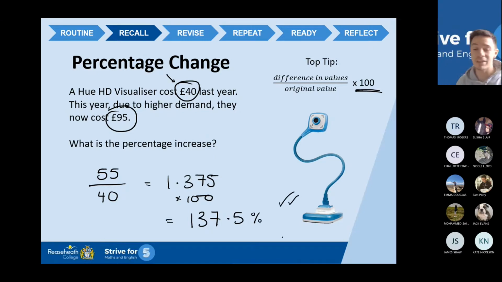So yeah, percentage change. Work out the difference between the two numbers, divide it by the original number, and then times it by 100 to get your percentage.